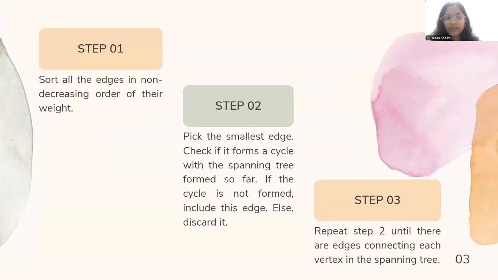Let's see the steps involved. Step 1. Sort all the edges in non-decreasing order of their weight. Step 2. Pick the smallest edge. Check if it forms a cycle within the spanning tree formed so far. If the cycle is not formed, we will include the edge. If the cycle is formed, we will not take the edge. Step 3. Repeat step 2 until there are edges connecting each vertex in the spanning tree with no cycles.